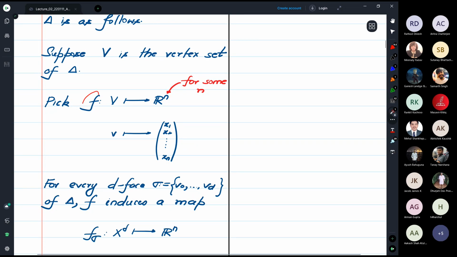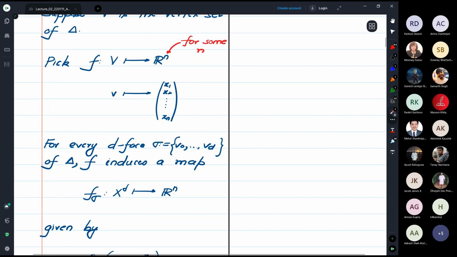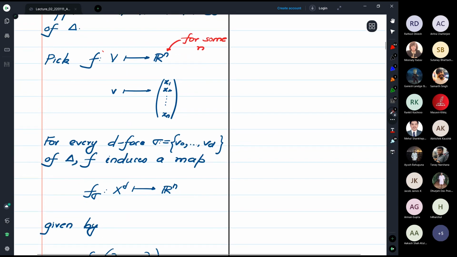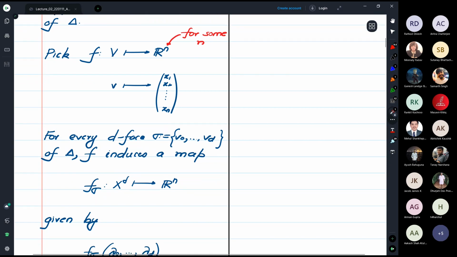So what does this function do? If you give little v, which is one element of this set capital V, so little v is one vertex, this function f maps it to an n-dimensional vector in R^n, and let's say x1, x2, all the way up till xn denote the n coordinates of this vector. Whatever function you pick, howsoever you pick it, I hope you agree that this function will induce the following functions. Let me define what this function is.